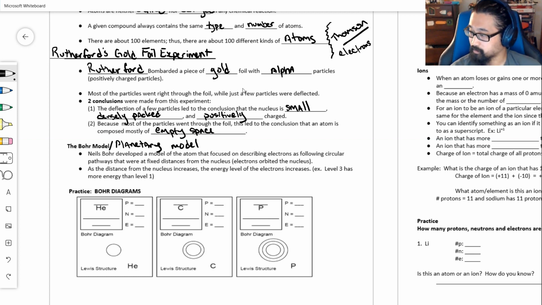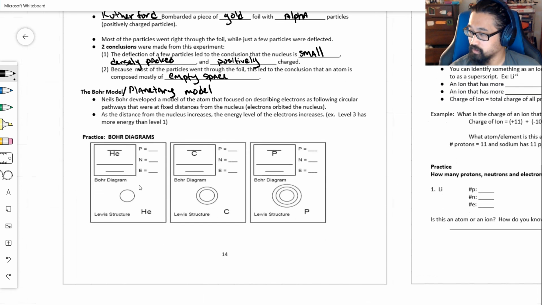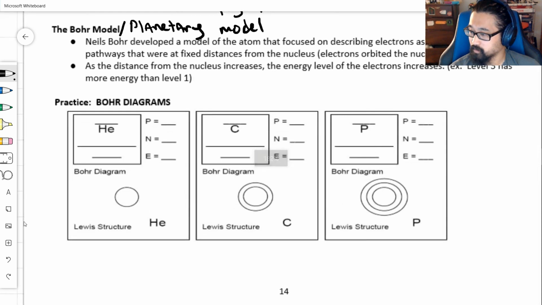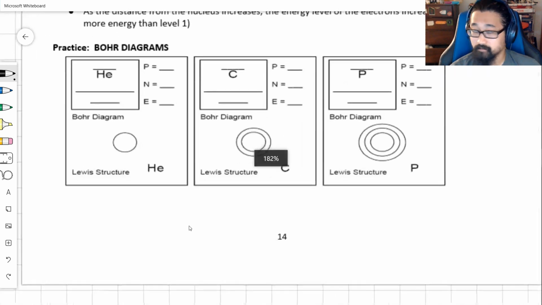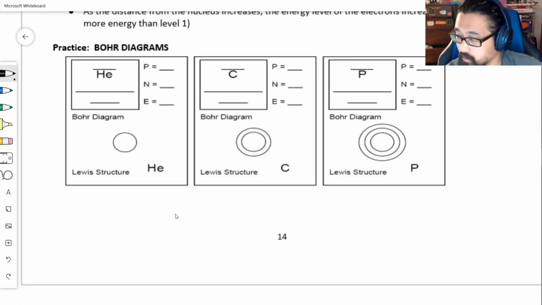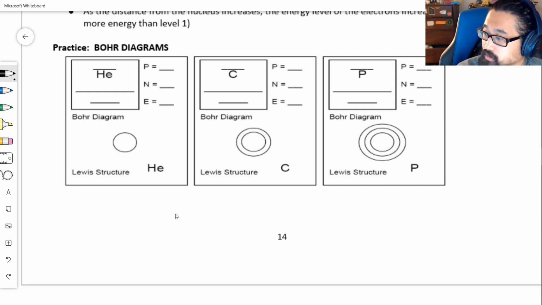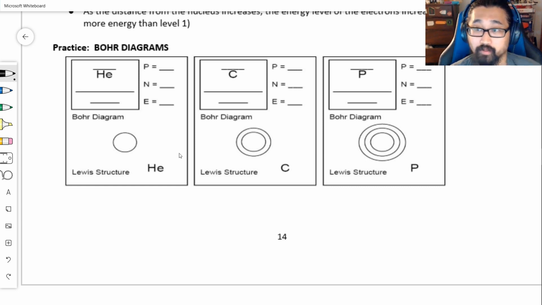The reason I bring this up is because with Bohr, we have what we call Bohr diagrams. Now, the Bohr diagram represents a visual of the electron configuration. The circle here represents an energy level. Here there are 2 circles, 2 energy levels. Here there are 3 circles, 3 energy levels. The energy levels are populated with electrons, which we represent with dots.